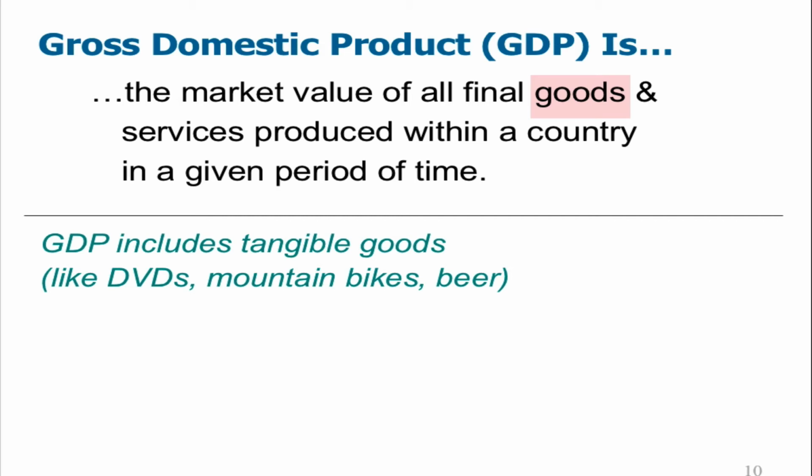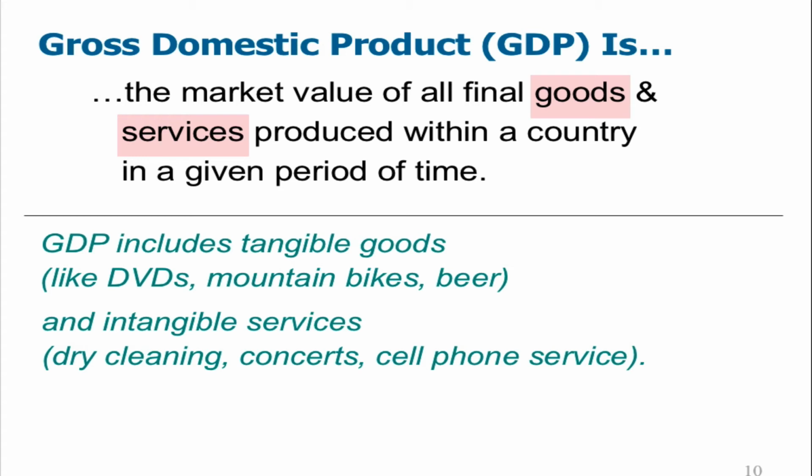Goods. Tangible goods. Things you can touch. You can touch it, you can hold it, you can eat it. DVDs, mountain bikes, root beer. For the new folks, this is a collegiate textbook. They try to get to the college students level, so they spend a lot of time talking about root beer. But it's sparkling. Okay.